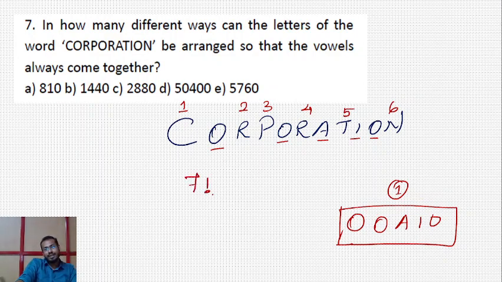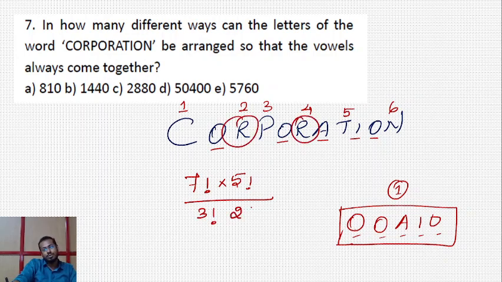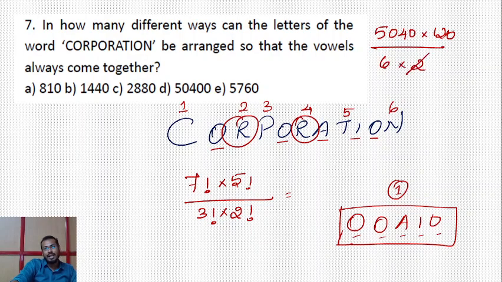So 7 factorial. In this, that 7th letter has how many letters? 1, 2, 3, 4, 5. So 5 factorial. Next, how many repetitions are there? Look at this, 3 O's are there. So 3 factorial. How many R's are there? 2 R's. So 2 factorial. This is the answer. Okay. So what is the 7 factorial value? 7 factorial is 5040. 5 factorial is 120. 3 factorial is 6. 2 factorial is 2. Cancel these numbers. 60 and 6 cancel. You will get 10. 5040 into 10, 50400. That's the right answer.